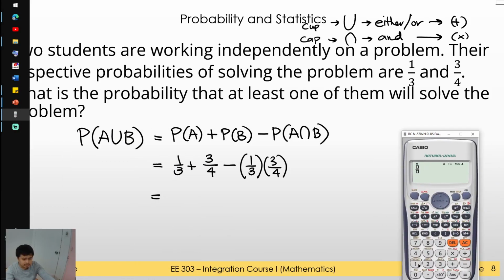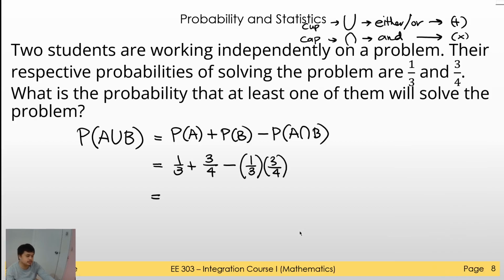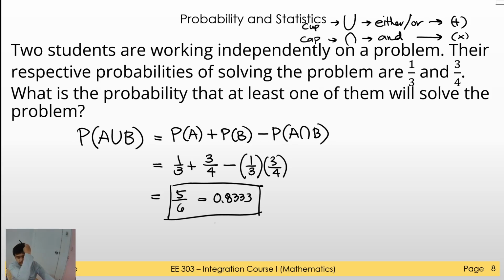So we have 1/3 plus 3/4 minus 1/3 times 3/4. So we have 5 over 6, or 0.8333. Okay, it's that simple.